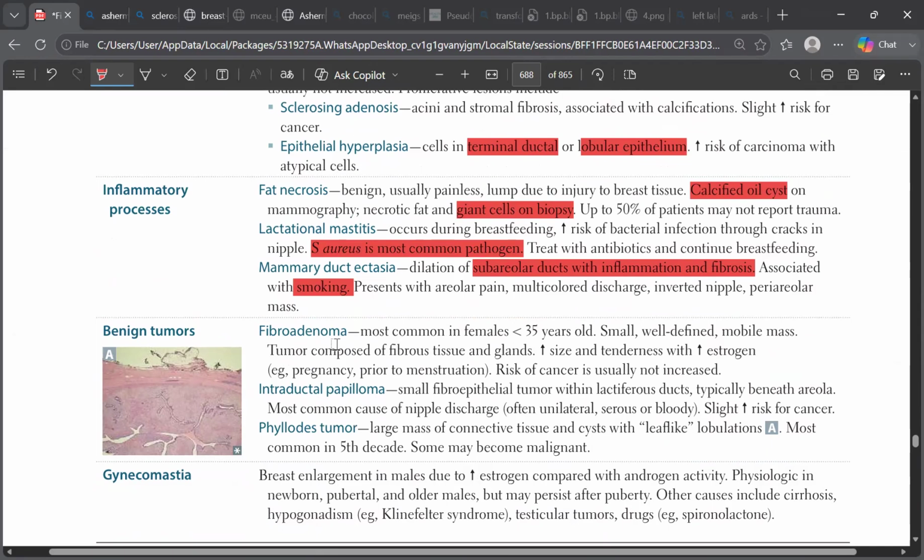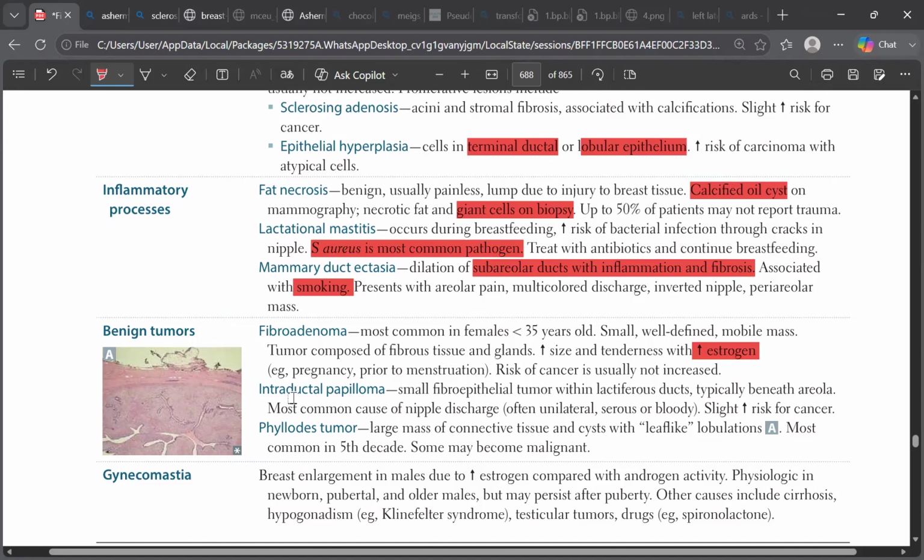So fibroadenoma is most common in females less than 35 years of age. They're a small, well-defined mobile mass. Tumor is composed of fibrous tissue and glands. Increased size and tenderness with increased estrogen, for example pregnancy or prior to menstruation. Risk of cancer is usually not increased in fibroadenomas. So the location is important. That is the tumor composed of fibrous tissue and glands, and it is a mobile mass which is sensitive to estrogen, and the size and tenderness increases with increased estrogen, for example in pregnancy or prior to menstruation.